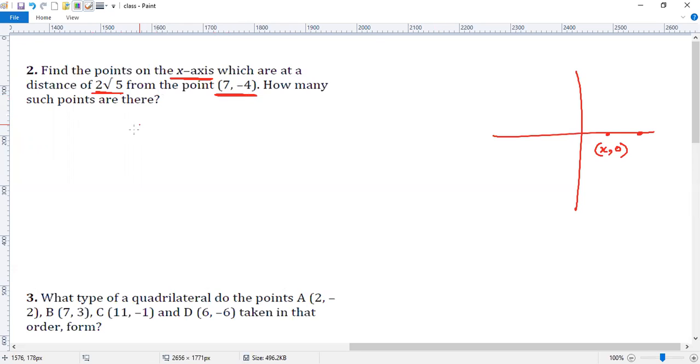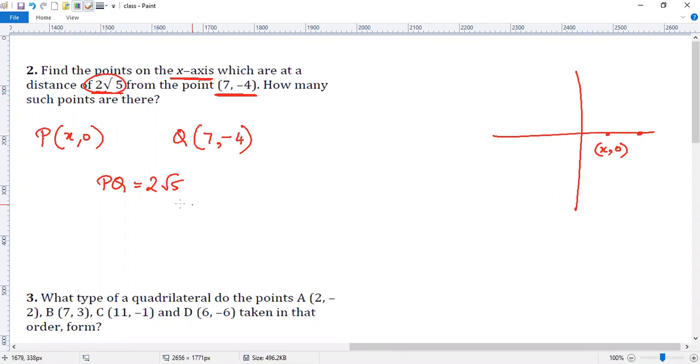So how is this? You can analyze this one. See, a point on x-axis will be x comma 0. Let us assume that the point you are intending to identify is P of x comma 0. And this is at a distance of 2 root 5 from the point Q, which is 7 comma minus 4. So what is the condition? The distance is 2 root 5. That is, the length of PQ is 2 root 5, which is the condition given to us.